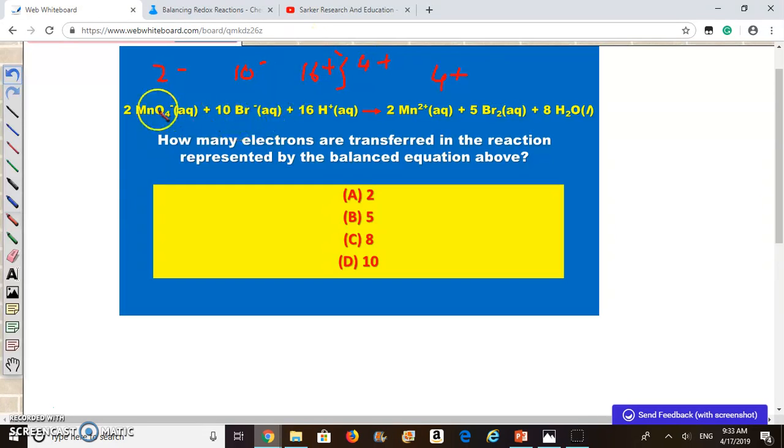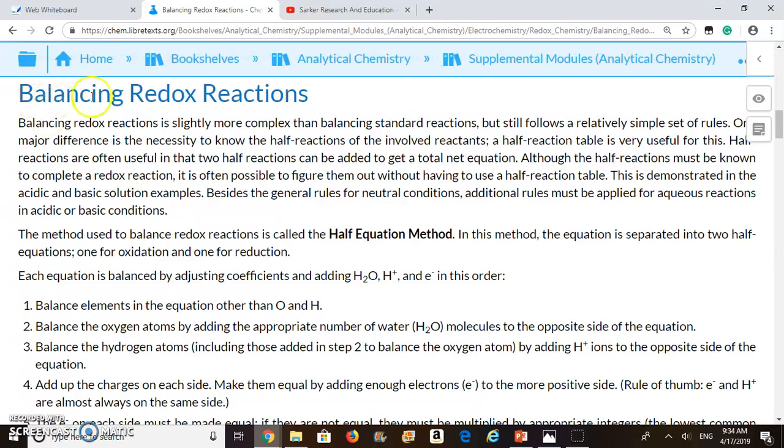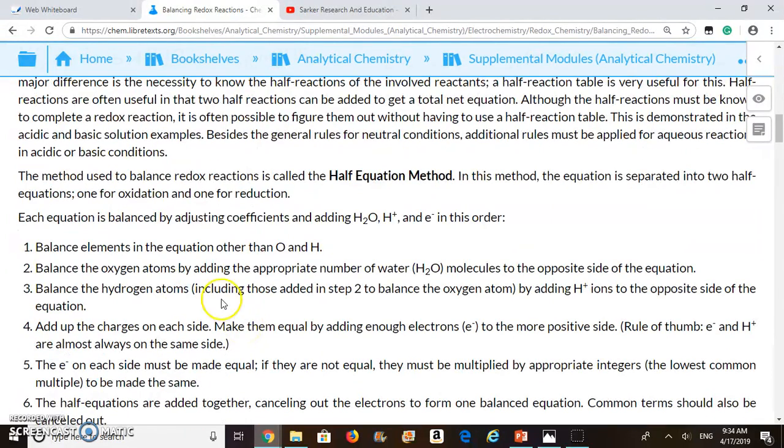Now from this balanced equation, we cannot figure out just in a single step how many electrons have been transferred. So in order to do that, I just want to show you how to balance redox reactions. So this is balancing redox reactions. The link has been included in the video description. Though we are not going to balance the redox reaction, we will use the steps that have been used here in order to find the number of electrons that have been transferred.